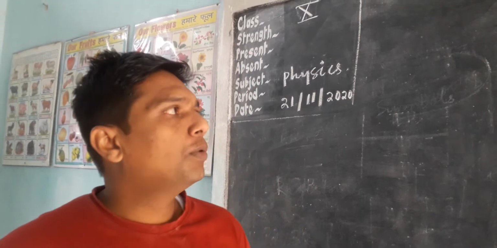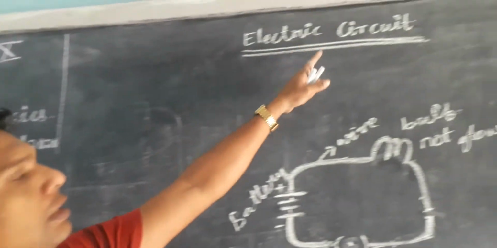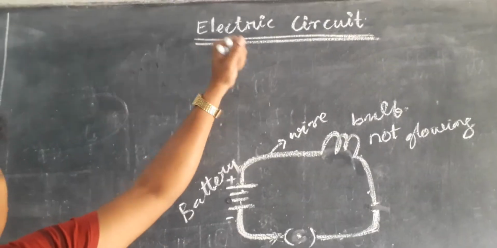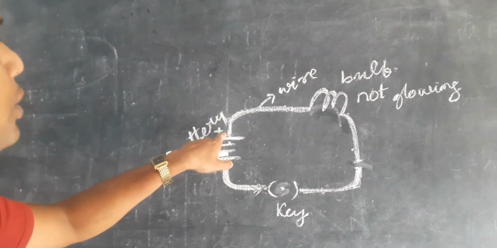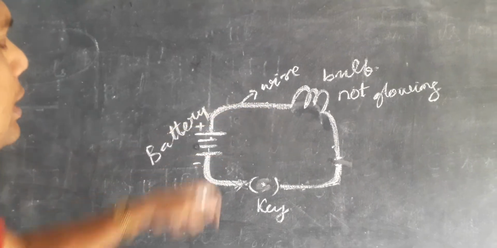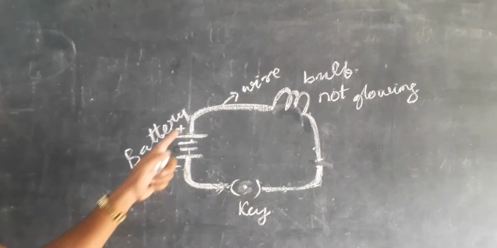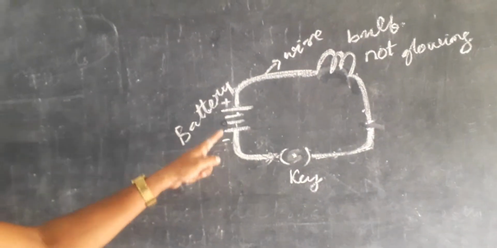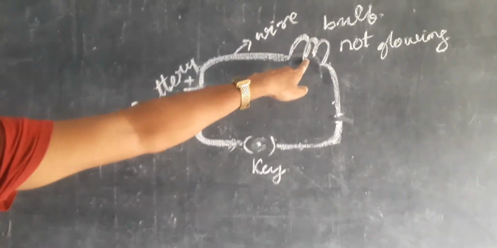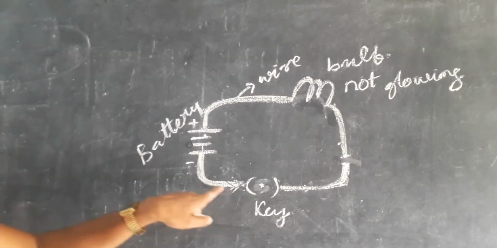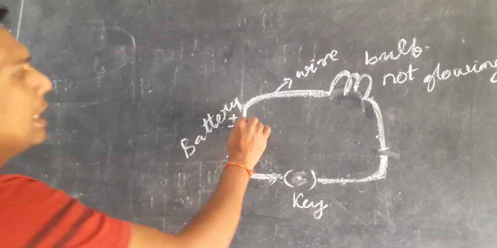Students, today we are going to discuss class 10 physics. The topic is electric circuit. So first we will discuss what an electric circuit is. An electric circuit is a continuous conducting path between the terminals of the source of electric energy and other appliances which are connected through these conductors. So this is known as an electric circuit.